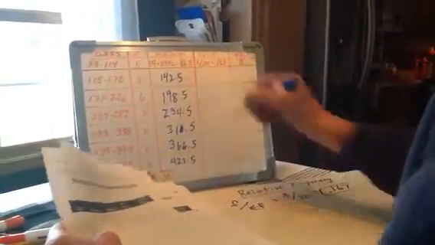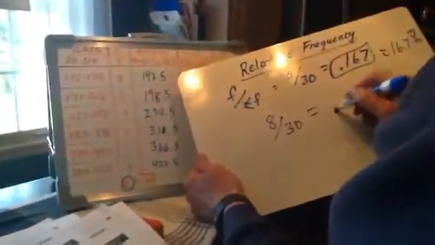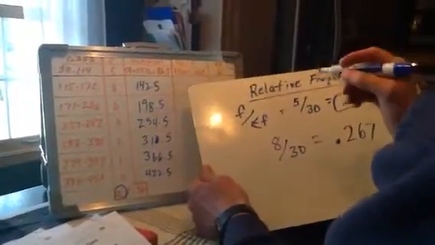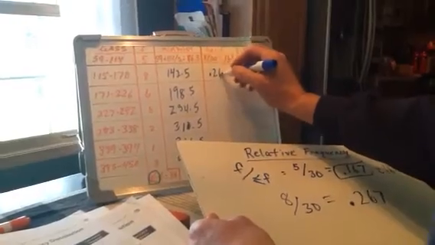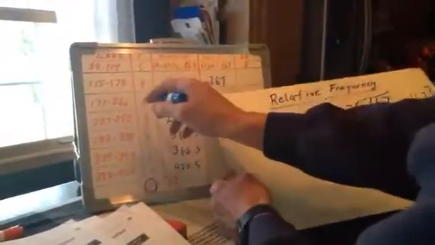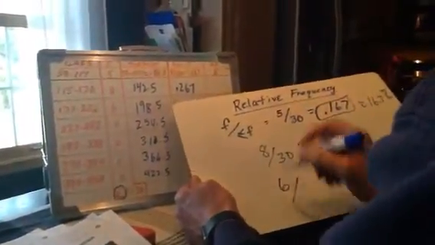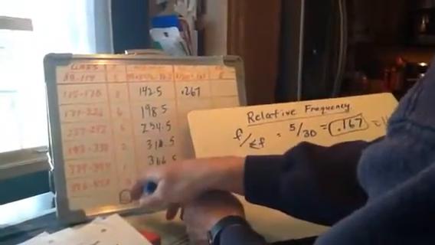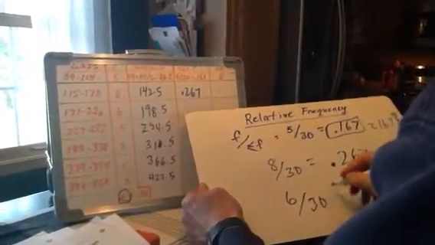All right, 8 divided by 30. Now I'll write it down here so you guys can read it, I know it'll be easier. 8 divided by 30, put on your calculators. Should be 0.267. All right, so that's the next one, 0.267. Then 6 was the frequency for 171 to 226, divided by 30.